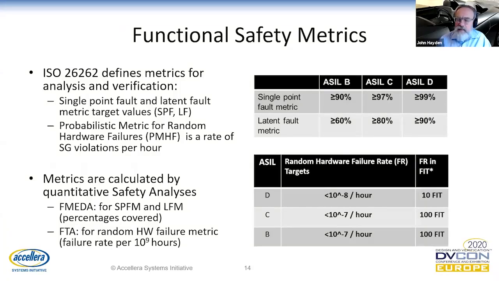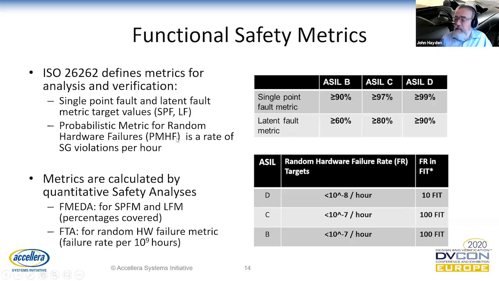And they come in two kinds. One kind is a percent coverage. So the single point metric and the latent fault metric require us to detect or mitigate 90, 97, or 99% of single point faults and 60, 80, and 90% of latent faults. And that goes all the way down through the different levels of the hierarchy.